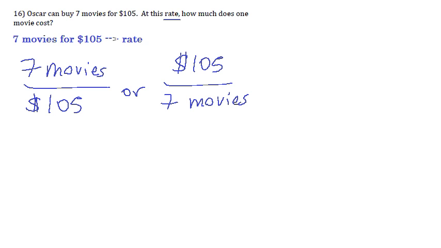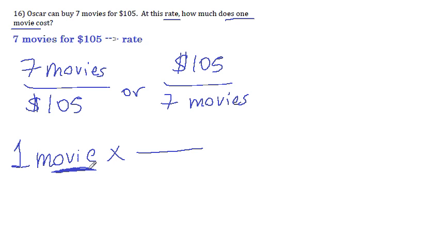So if we keep taking a look at this, 7 movies for $105, we can set up our rate there. But then it says, at this rate, how much does 1 movie cost? So I'm going to start here with 1 movie, and then I'm going to multiply by a rate. Because I have movies here, I want to put movies on the bottom. So that means I have to put the 7 movies on the bottom, which means the $105 goes on top. That's how the setup works.